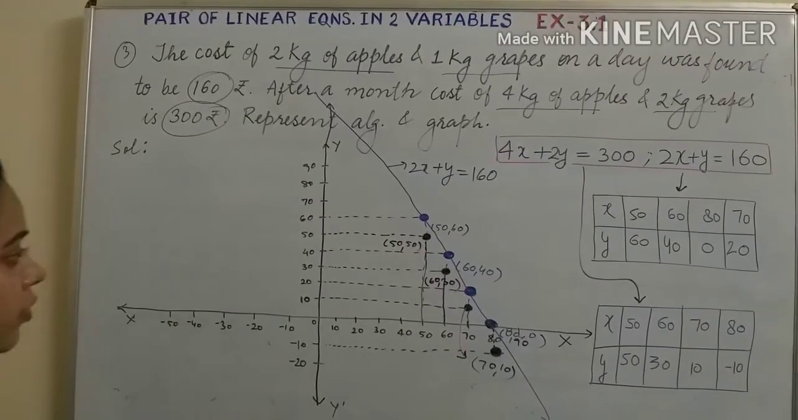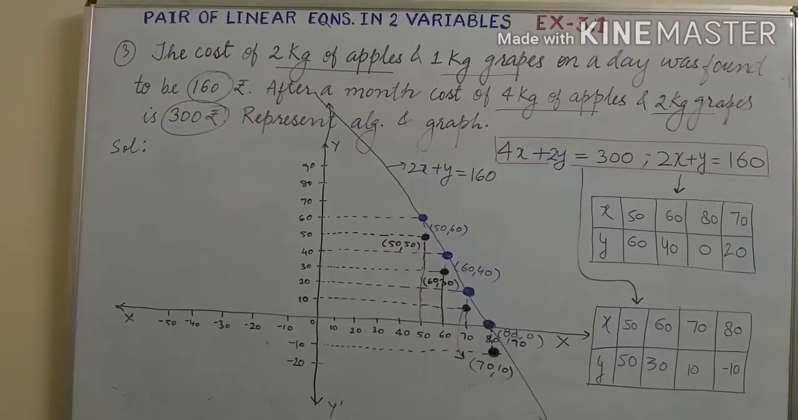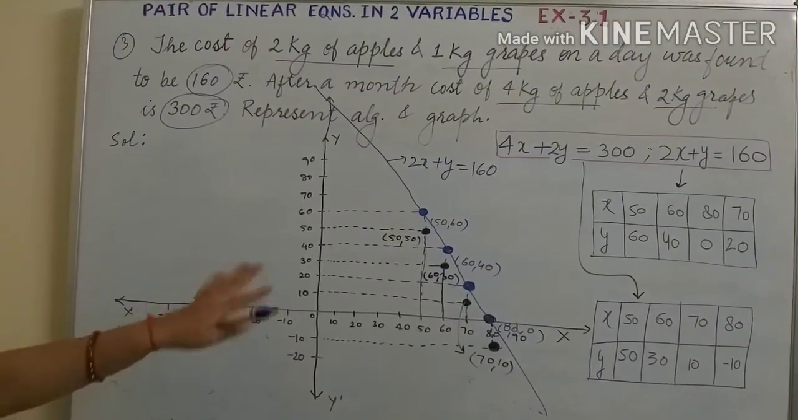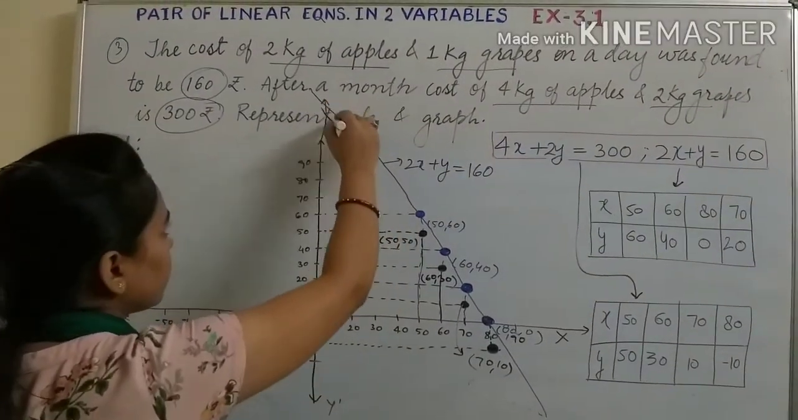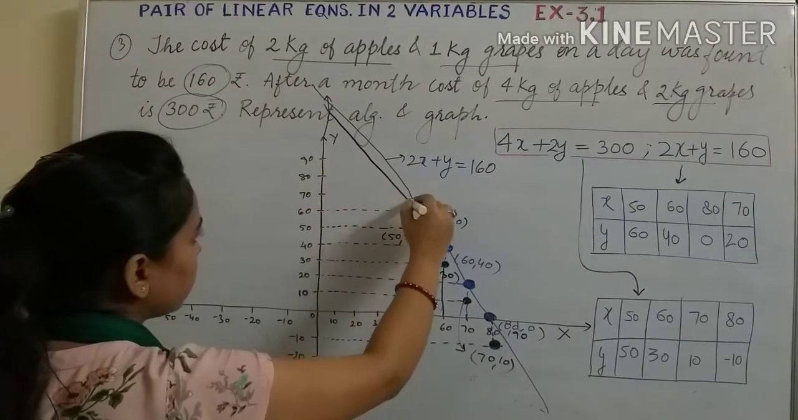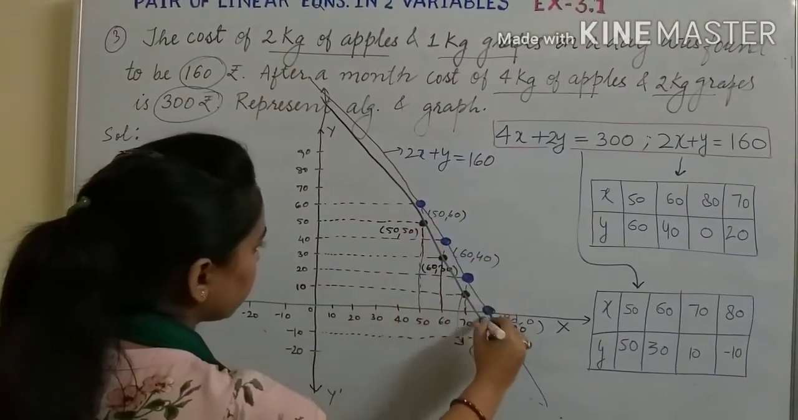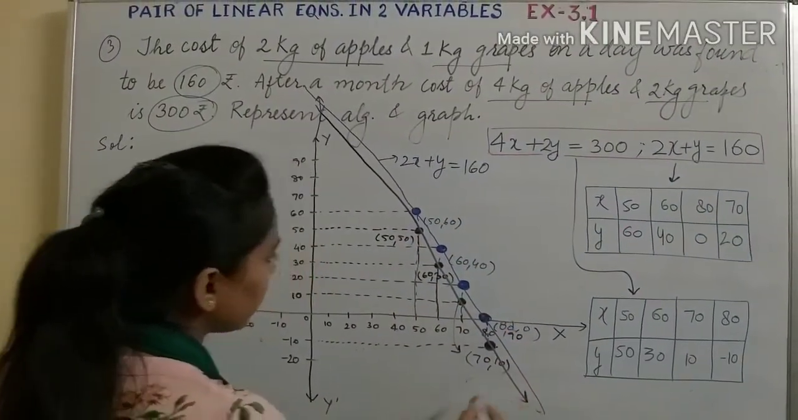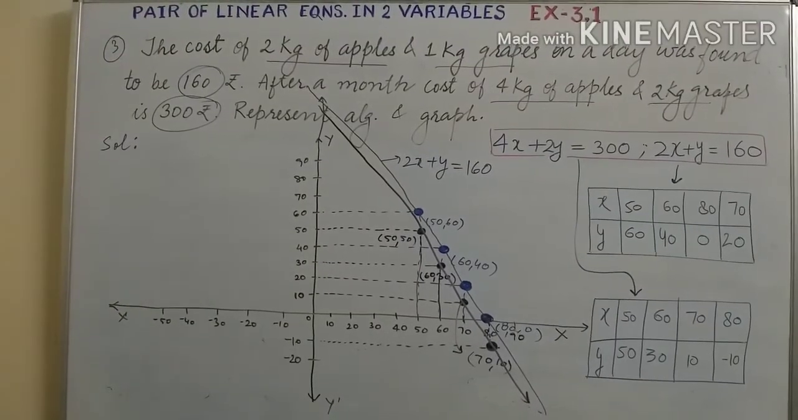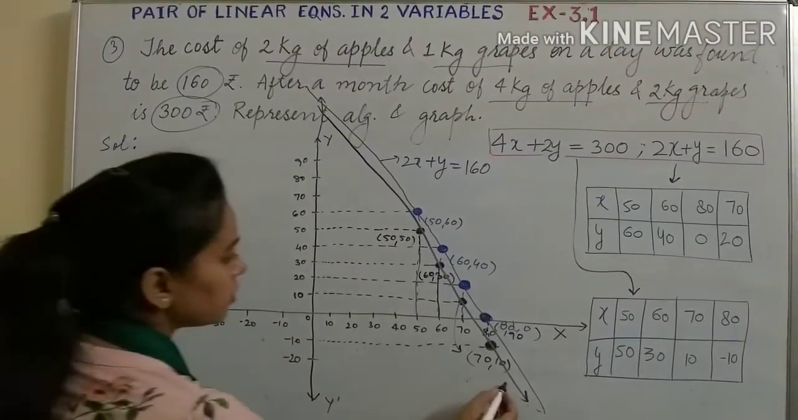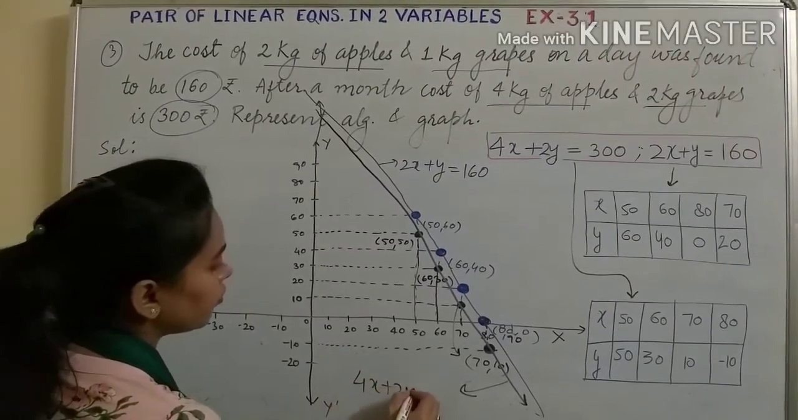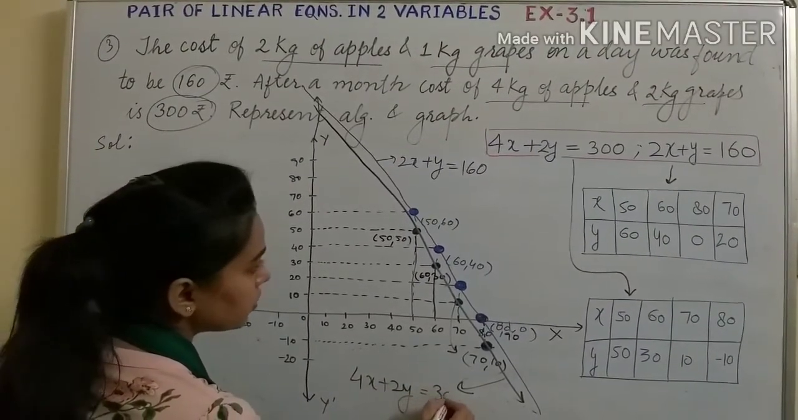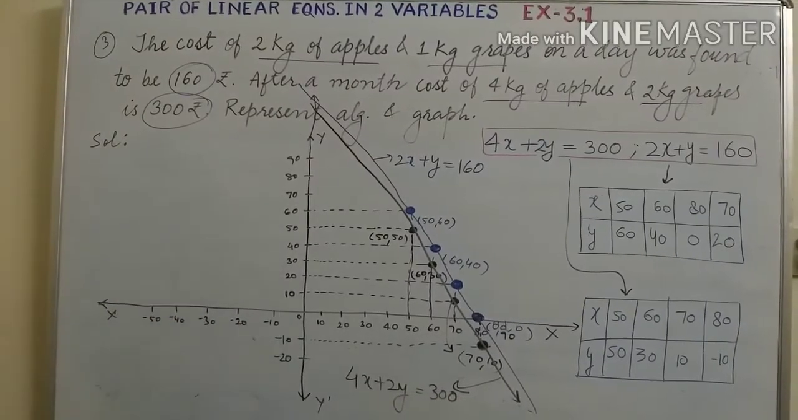Okay, now we will join these points and you can see that there is no common point between these lines. So they will be parallel. When you draw these lines on the graph paper, you can have more clarity about the lines. And this is the second equation, 4x plus 2y equal to 300.